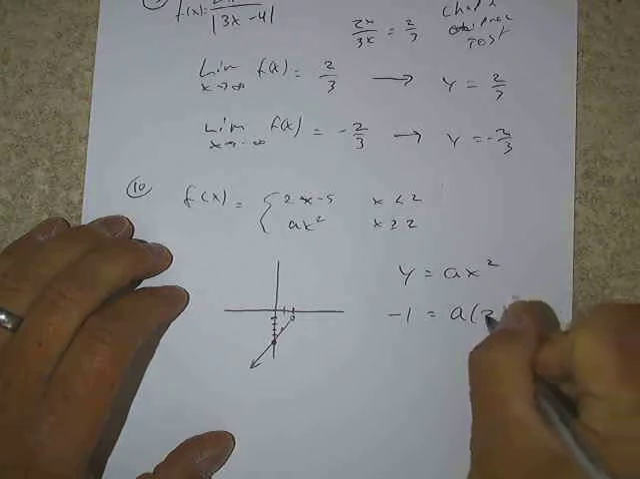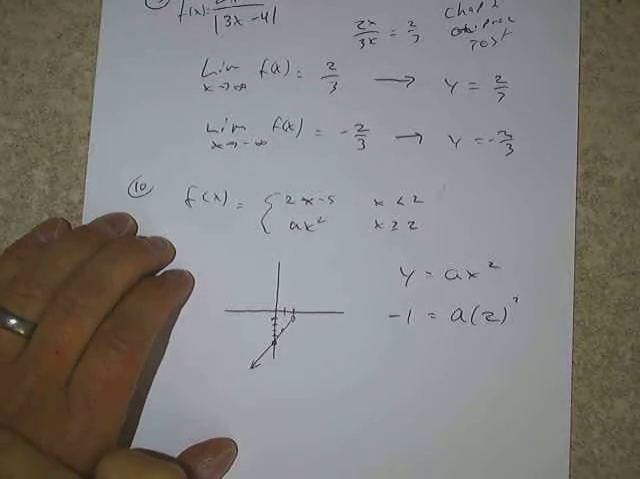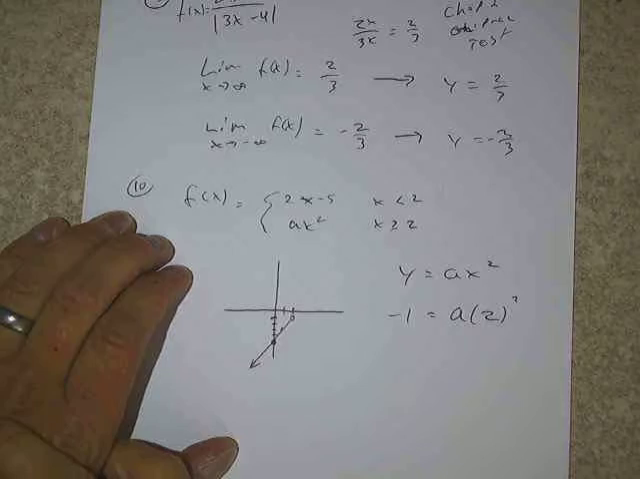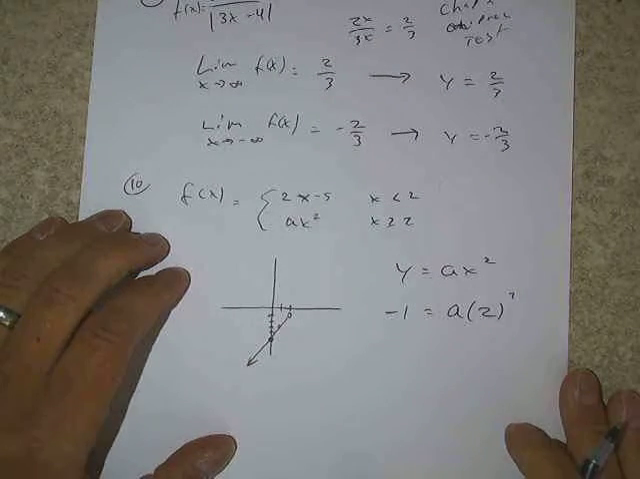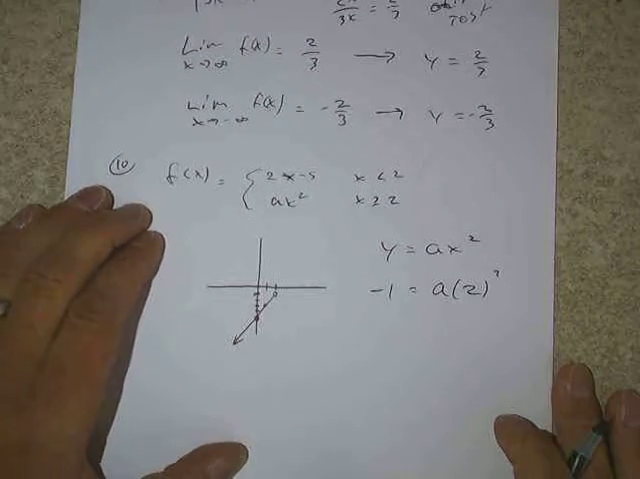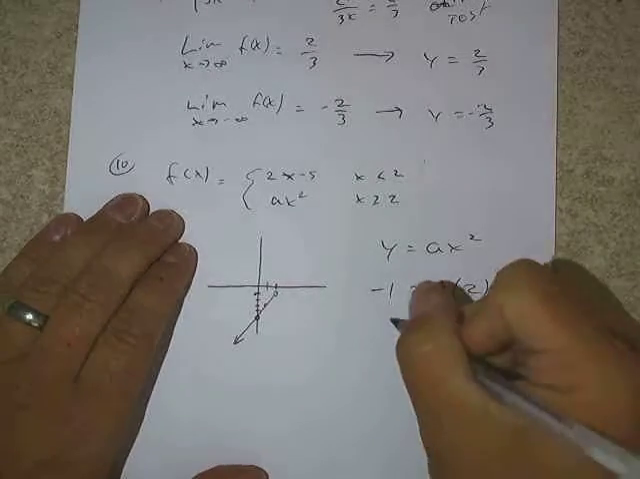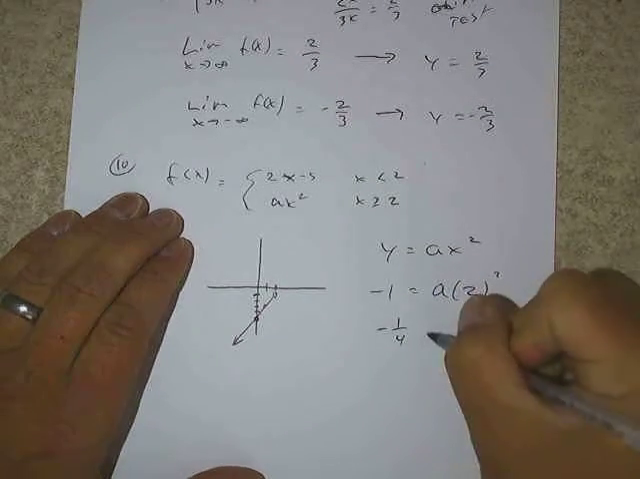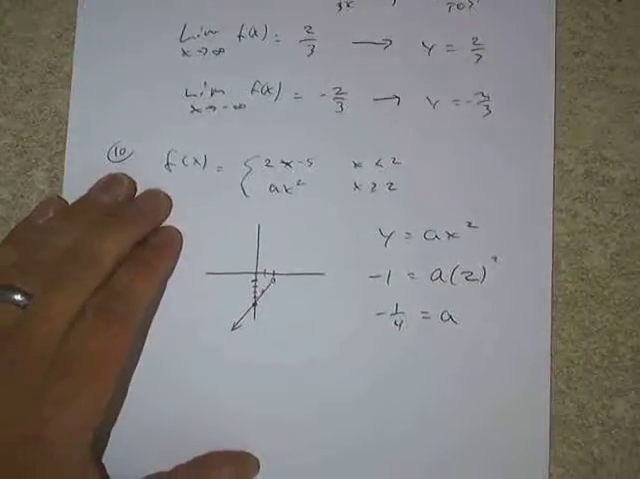Negative 1 for y and 2 for x, wouldn't we? If it contained the point (2, -1), then we'd be good to go, wouldn't we? So ultimately with that, we're able to calculate what a would have to be. And so a would have to be negative 1/4.